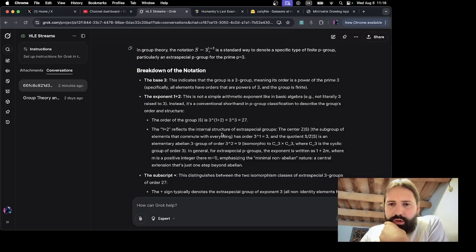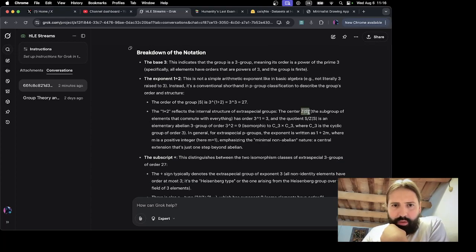It reflects the internal structure of extra special groups. The center, Z(S), the subgroup of elements that commute with everything, has order 3 to the power of 1, that is 3, and the quotient S divided by Z(S) is an elementary abelian 3 group of order 9, which is isomorphic to C3 times C3. This is very naive, right? But C3 is a cyclic group of order 3.